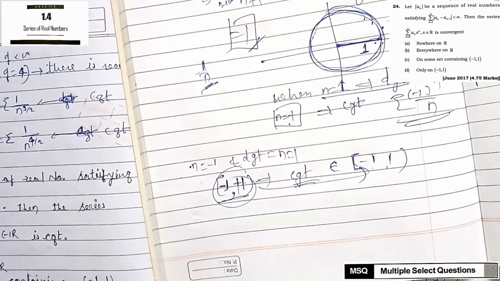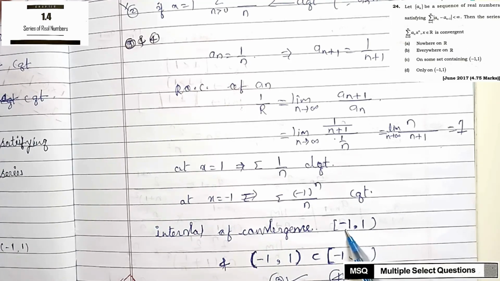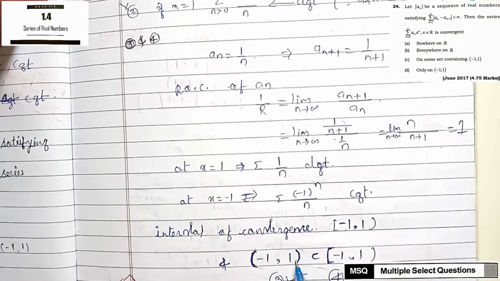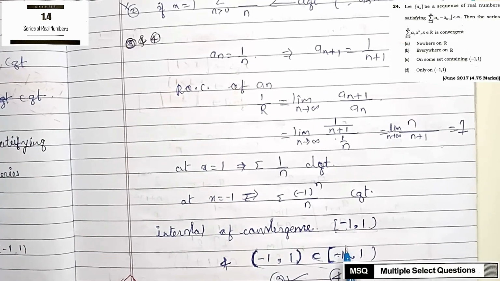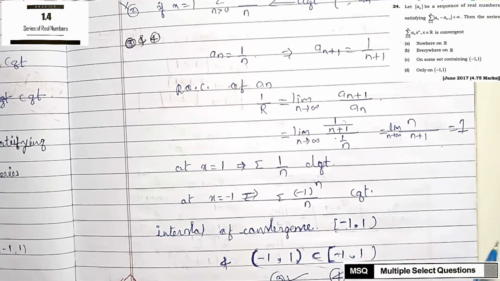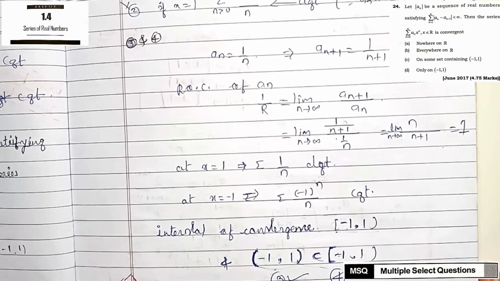Now let us see the options here. I got the interval of convergence of our series as -1 to 1. As we can see, the open interval -1 1 is a subset of this interval, the closed interval -1 1. If this is a subset of this interval, then we say that option number 3, some set containing this, is the interval of convergence of the series. But option number 4 gives the open interval -1 1, which is not possible, so option number 4 is discarded and option number 3 is correct.